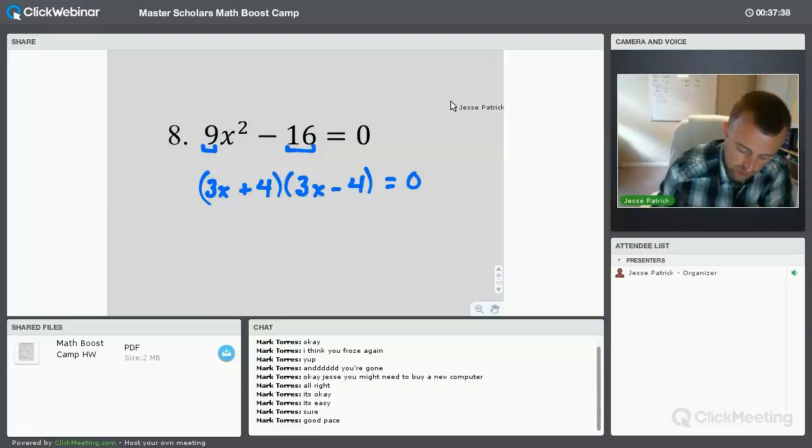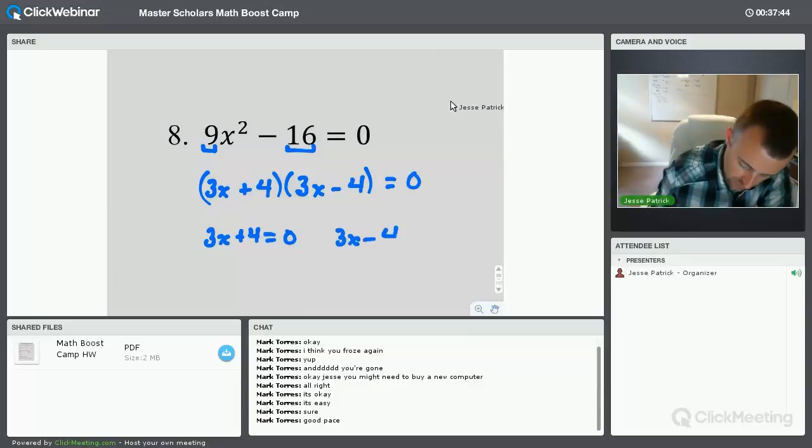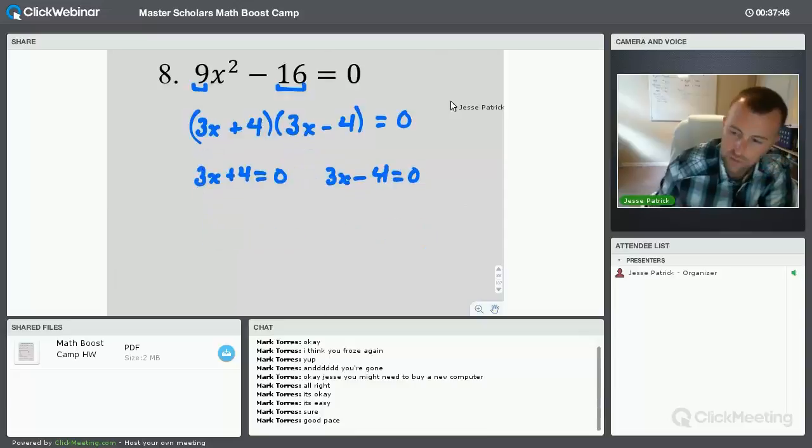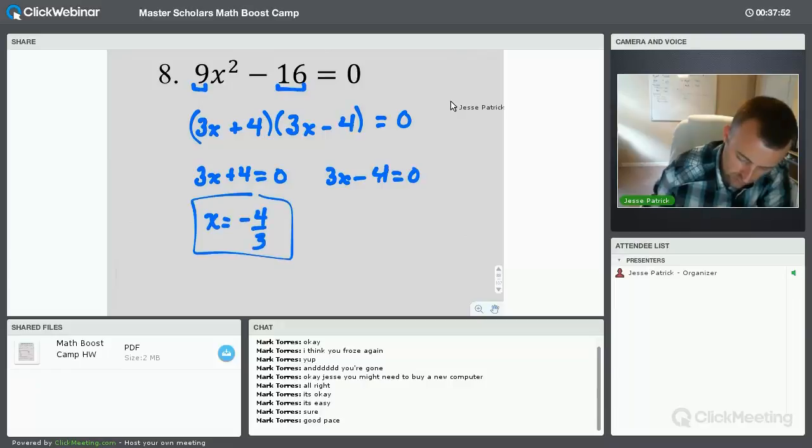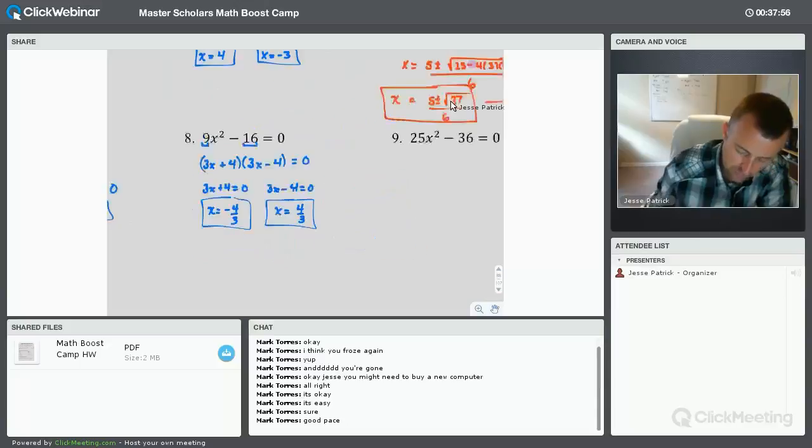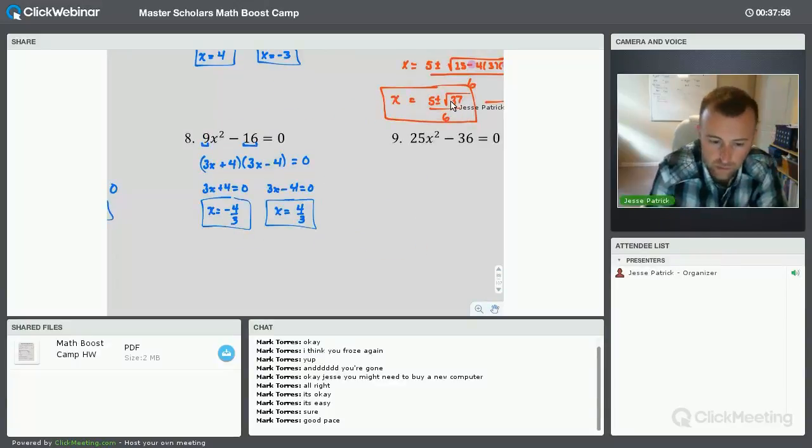So I still have perfect squares, and I can still solve it the same way. 3x plus 4 equals 0. 3x minus 4 equals 0. Set each factor equal to 0. This first one would be -4/3, and the second one would be +4/3. That's your difference of squares, no big deal. Okay, so you want to know those.